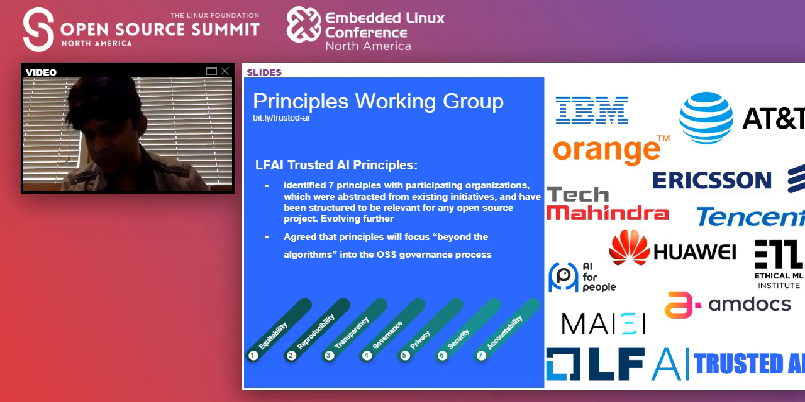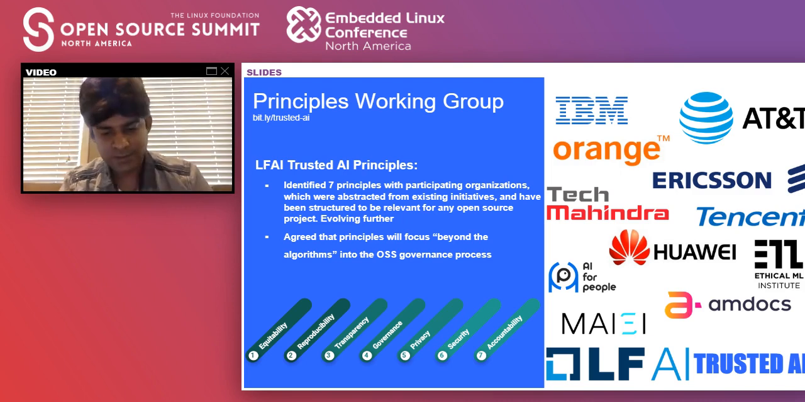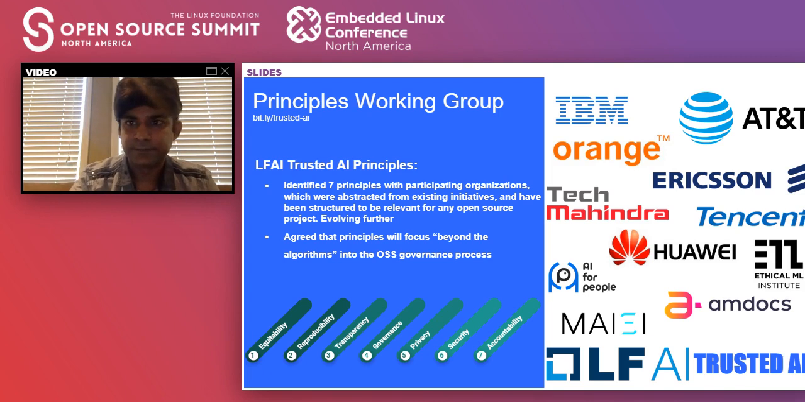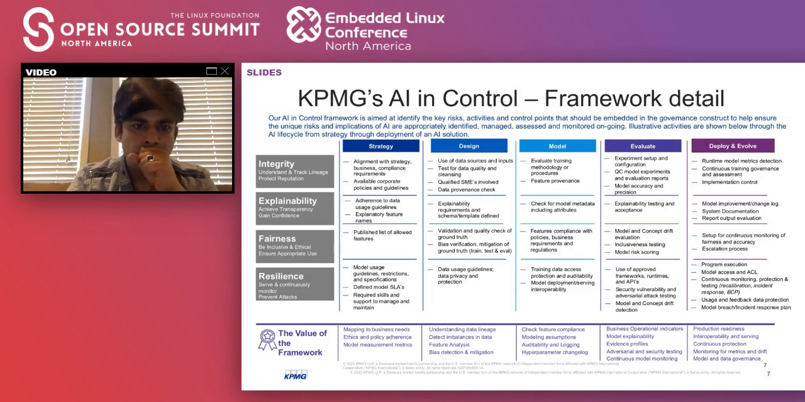we want to ensure that there are some processes in place which can also give badges of honor and certifications that, yes, your AI project is following these principles and it can be certified, or there is some sort of mechanism which we integrate into that. So those are the things which are being worked on as part of the principles working group.